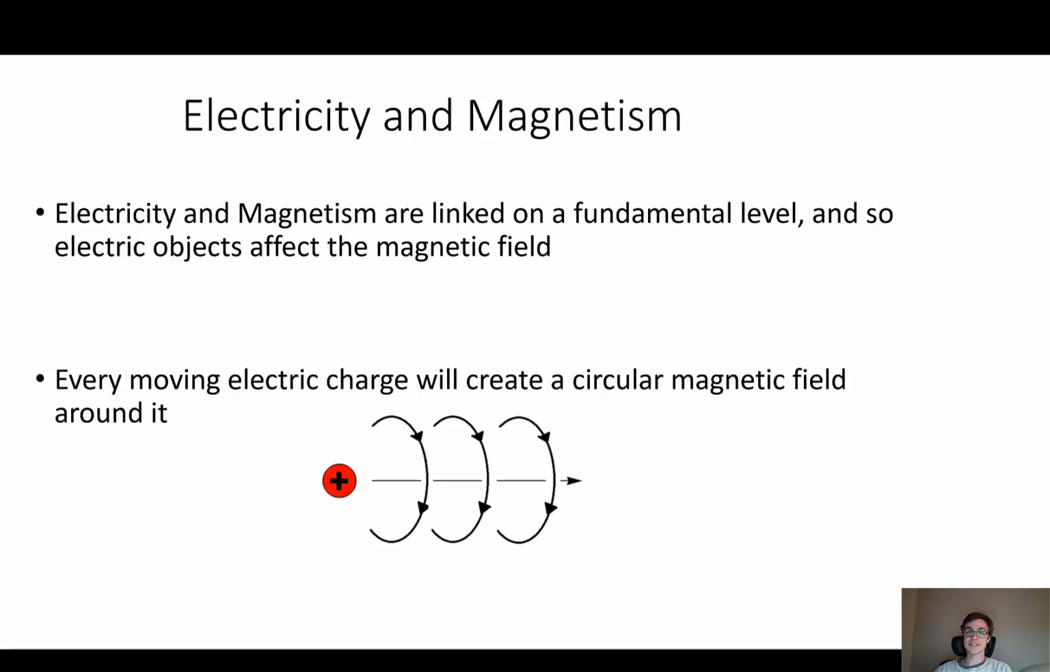So electrical objects, they can affect the magnetic field. Specifically, the way that it works is that if you have an electric charge that moves from place to place, it creates a circular magnetic field around it as it moves. You can imagine it like sort of a magnetic tornado, a spinning vortex that follows these objects.